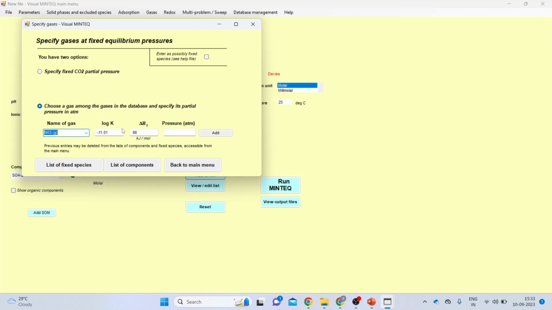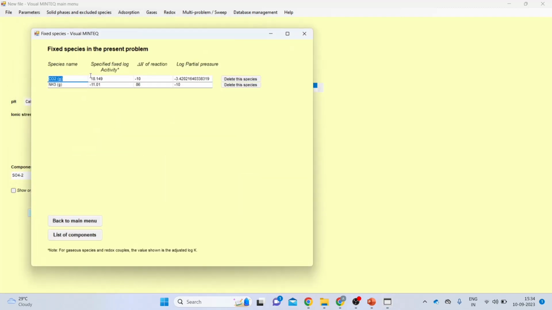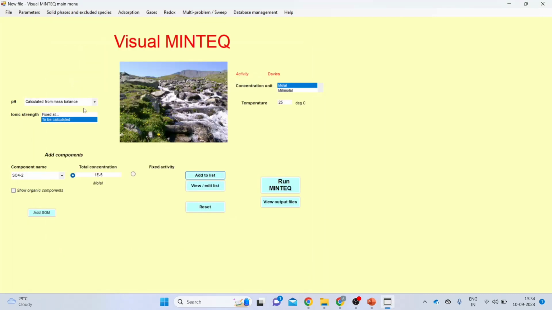As soon as we added the ammonia gas, log K and delta H automatically appeared. Now we have to add the partial pressure. It was given that the partial pressure is 10 raised to the power minus 10.2, so 1 E minus 10.2. We will add it to the list. Let us see if we have added both or not. In the fixed species we have carbon dioxide and ammonia. So let's go back to the main menu, and we have to calculate the pH from mass balance. So let's run MINTEQ.